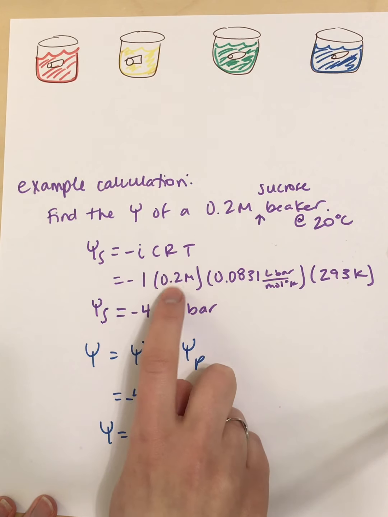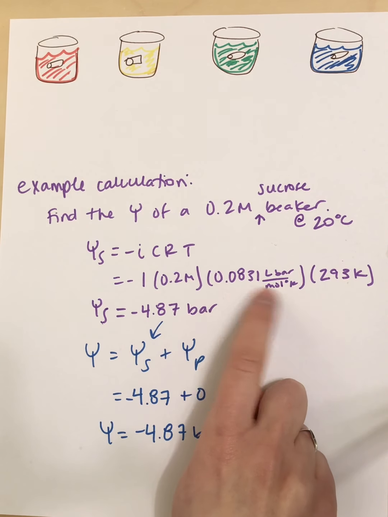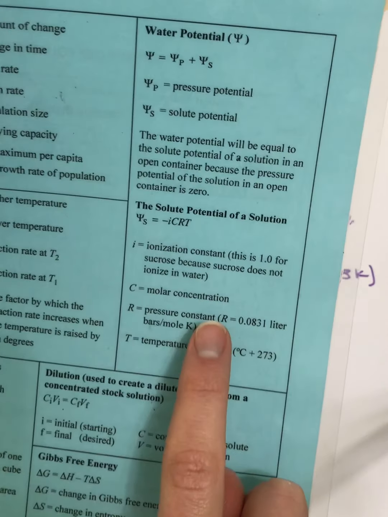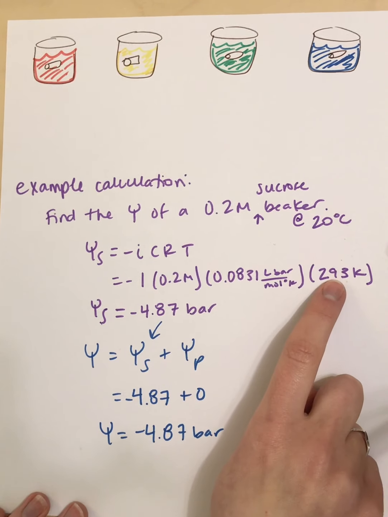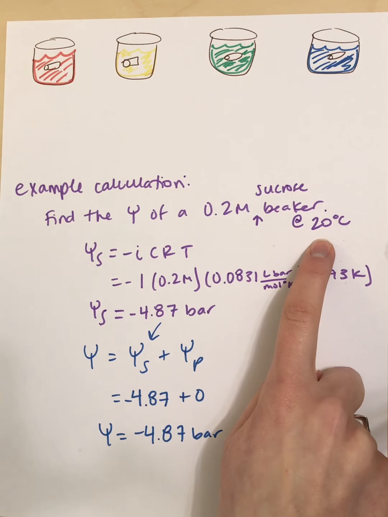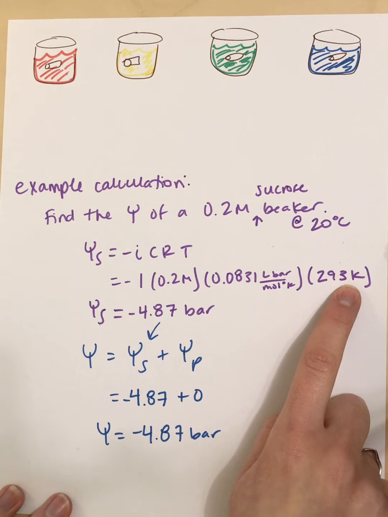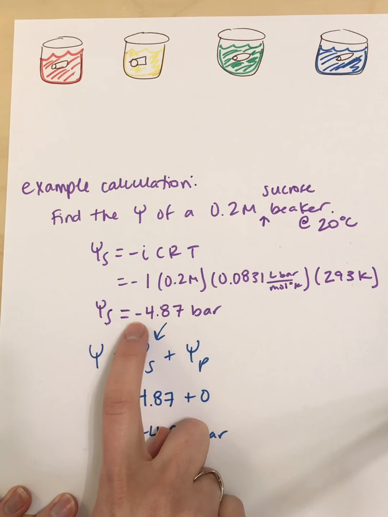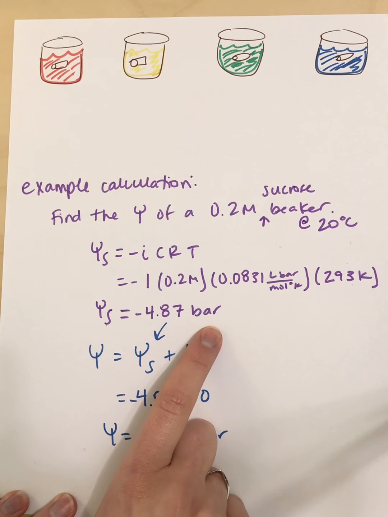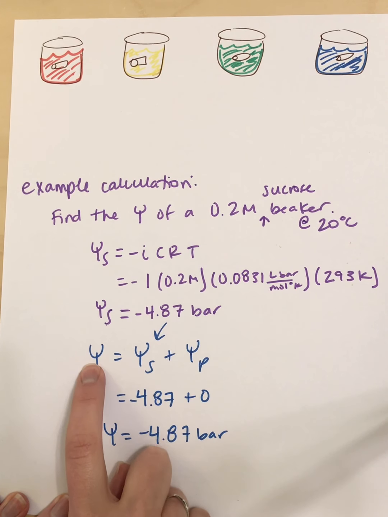My concentration, which is 0.2 molar, that was given to me. My constant, R, that again is on the formula sheet. And then my temperature, I did the given Celsius plus 273, because that's what my formula sheet told me to do, to get Kelvin. And then I multiplied that all through, and I get negative 4.87 bar. Now that is the solute potential. I need to find water potential.